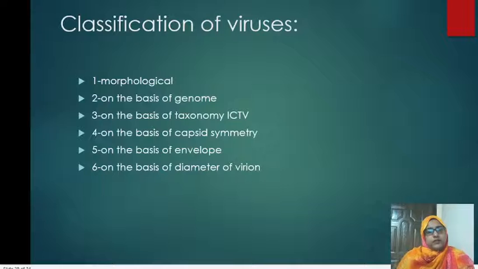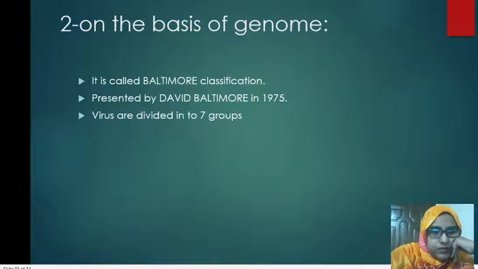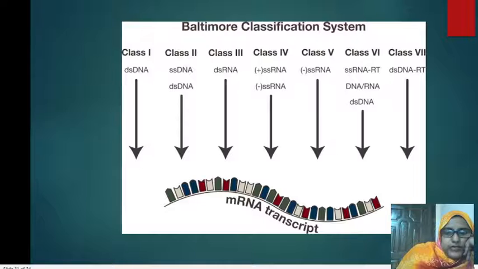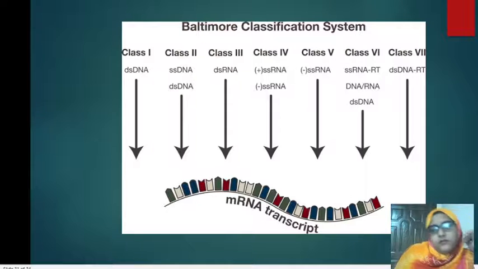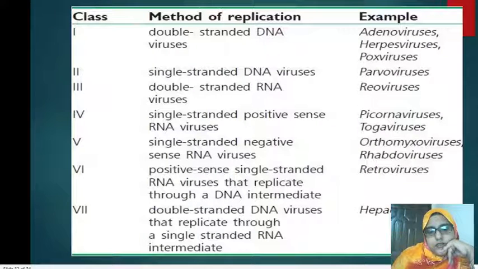Then classification of viruses on different bases, like on the basis of genome. On the basis of genome, it is Baltimore classification, having the viruses in 7 different groups like double-stranded DNA, single-stranded DNA, double-stranded RNA, single-stranded RNA in positive sense, and single-stranded RNA in negative sense. Then single-stranded RNA with the process of replication having RNA intermediate, forming reverse transcriptase. Enzyme is used. Double-stranded DNA, reverse transcriptase basically.